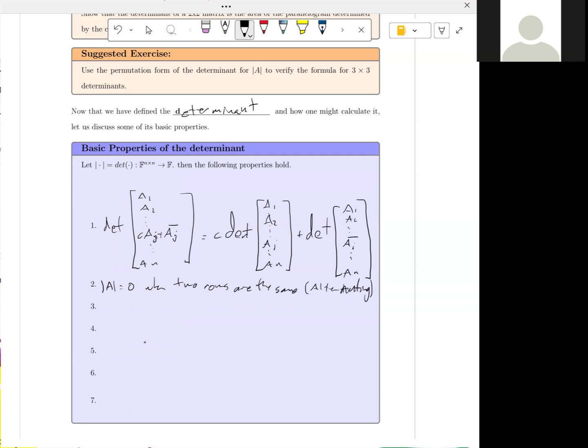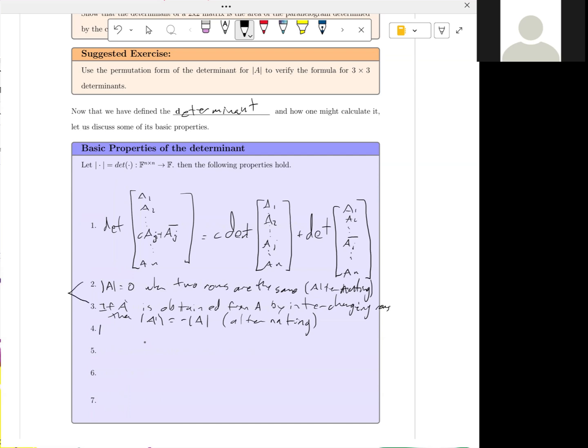Okay. If A hat is obtained from A by interchanging rows, then the determinant of A hat equals minus the determinant of A. Again, alternating. Turns out that these two definitions are equivalent definitions for an alternating function.